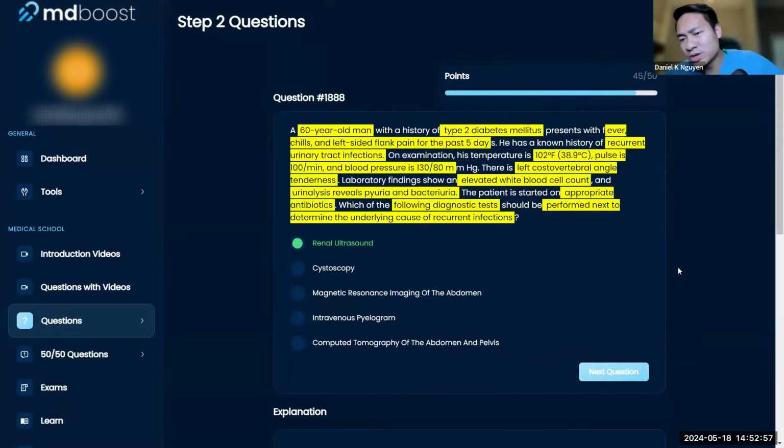Yep, exactly. And renal ultrasound, if you think about it, is a good modality because you can see in real time. And on top of that, you don't have any kind of radiation, no IV, and so it's very minimally invasive imaging.